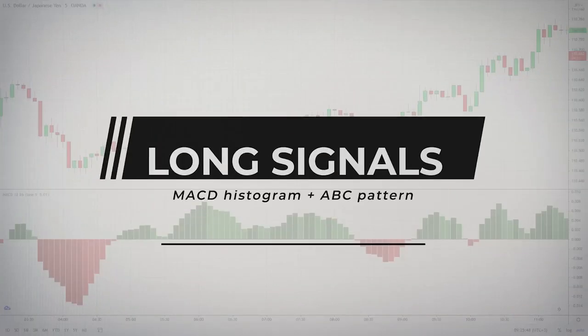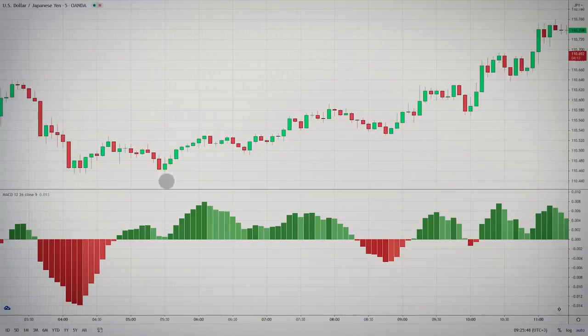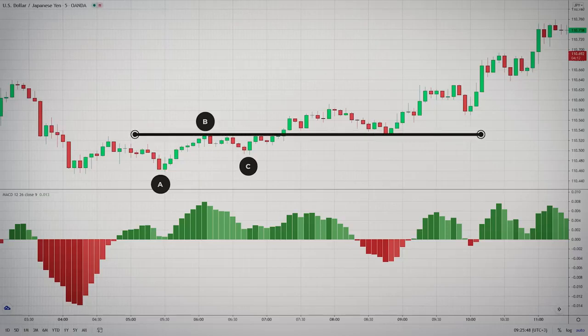Now, how to filter ABC signals using the MACD histogram? It's very simple. Here's a long ABC pattern entry. We identified point A, and the first movement higher is point B. This is followed by a retracement back lower that creates a higher low, and point C. The ABC pattern is fully formed when price takes out the recent high of leg B. This is the time when we'll make our breakout trade.